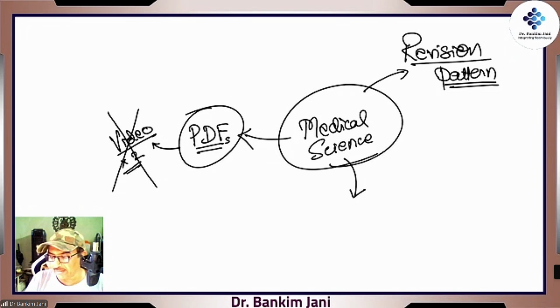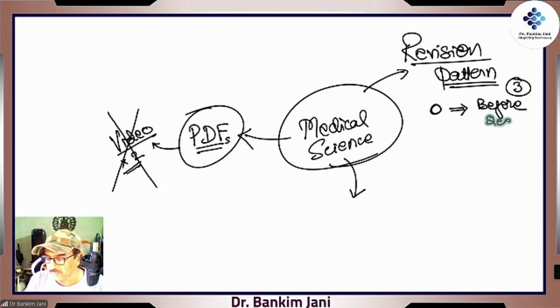For this revision pattern, remember the rule of 3. First, day 0. Day 0 means you have learned any subject today. Before night, when you go to sleep, just go through that subject. No need to go line by line, word by word, there's no need. But just go through that. Just flip through those pages, fast, in 5 minutes. It should pass under your eyes before sleep.